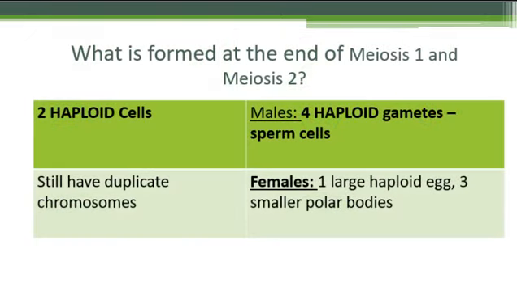What's formed at the end of meiosis 1 and meiosis 2? This is the bottom line, y'all. We have 2 haploid cells. The males are making 4 haploid gametes called sperm cells. And I don't understand how this chart works. They still have duplicate chromosomes. The females have 4 egg cells, but only one of them is a functional egg cell. The other 3 are called polar bodies. That's only because one of the 4 cells steals all of the cytoplasm to get really large. In fact, the female egg cell is one of the largest cells in the body, and the male sperm cell is one of the tiniest cells in the body.